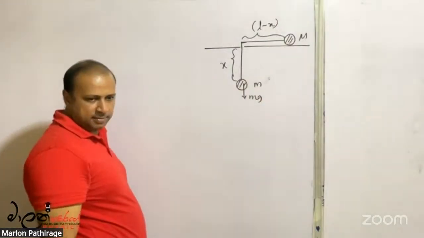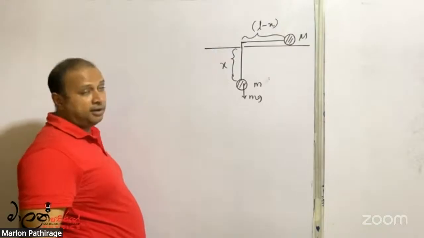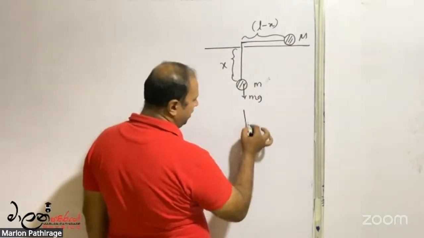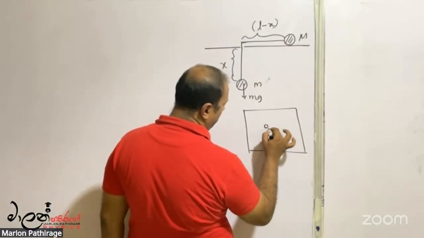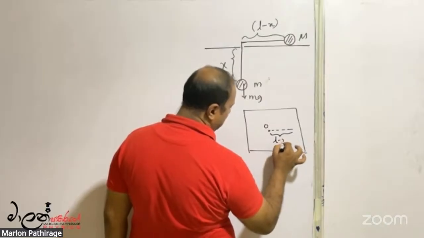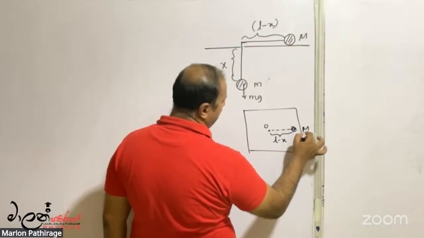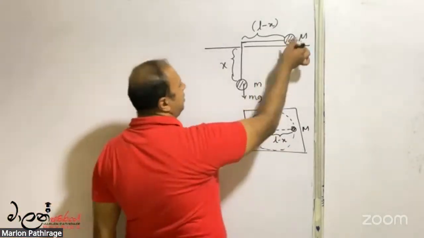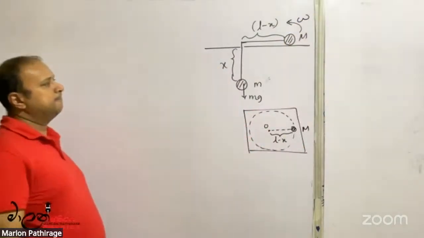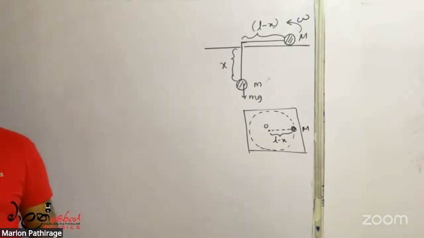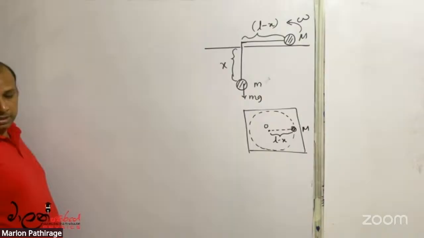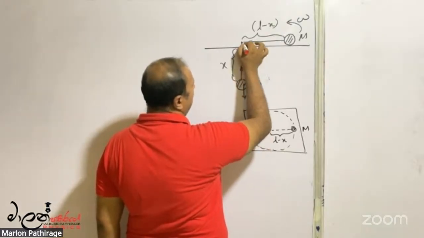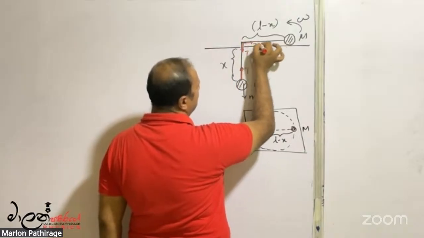Now this particle is on a smooth horizontal table. Therefore, if I draw the plan view, it should be like this. This is O. This is L minus x. And the capital M particle rotates in a circular path like this, with omega speed. So you need to determine x. Okay, now it is very clear. That's tension force T. That one also T. Here T.